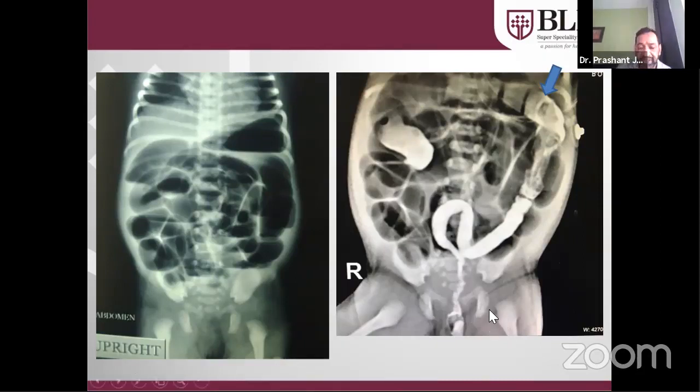A very important point here is that when you are doing a gastrografin study, the tip of your catheter should be kept just at the verge of the anus. So the tip of the catheter is lying here at the anal verge, and you should not inject the contrast forcefully. Otherwise, it will dilate the rectum, and then you can miss some important findings of Hirschsprung's disease.